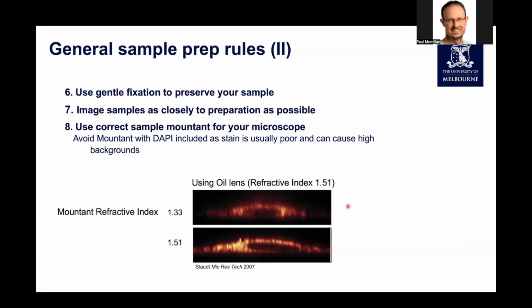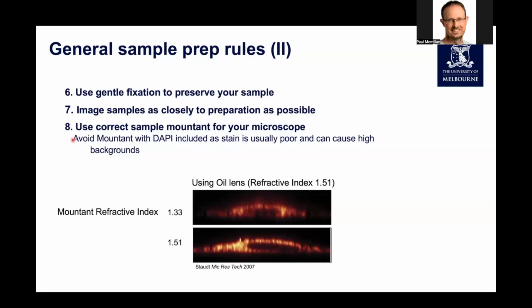Other thing that you want to do is to try and fix your sample, if you are fixing it, as gently as possible. So you don't want to do your fixation too harsh and therefore potentially putting errors into your sample, causing more problems than you need. The other good habit to get into is to image samples as closely to preparation as possible. Again, your fluorophores can die off over time, and you're changing the intensity that you could possibly be getting out of the microscope depending on when you acquired the data.